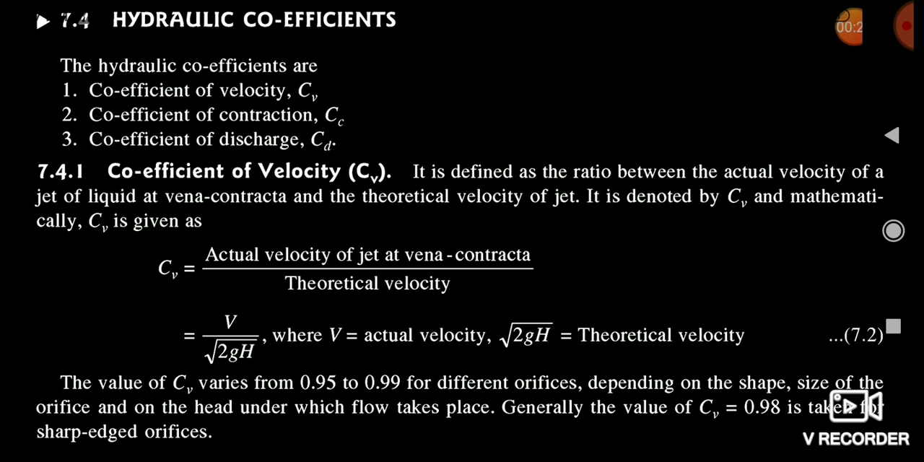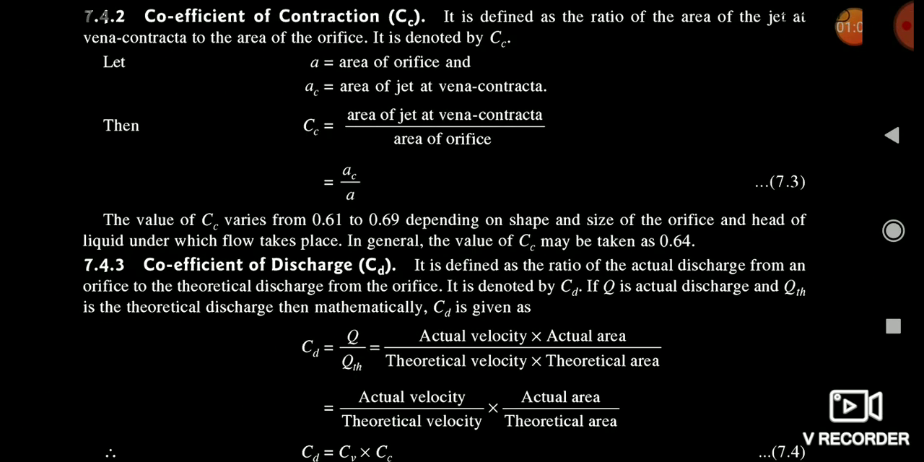Now you can see the coefficient of velocity. Friends, it is simply the ratio of the actual velocity of the jet at the vena contracta divided by the theoretical velocity of the jet. I think all of you know that theoretical velocity is nothing but root under 2gh. आपको ये फॉर्मूला हमेशा याद रखनी है. Whenever we calculate by root under 2gh, the velocity is our theoretical velocity. And whenever we multiply the coefficient of velocity with the theoretical velocity, only then can we get the actual velocity. It means actual velocity is around 95 to 99% of the theoretical velocity.